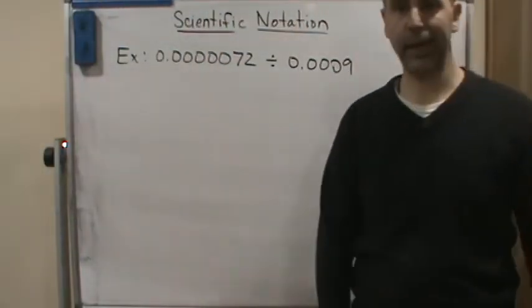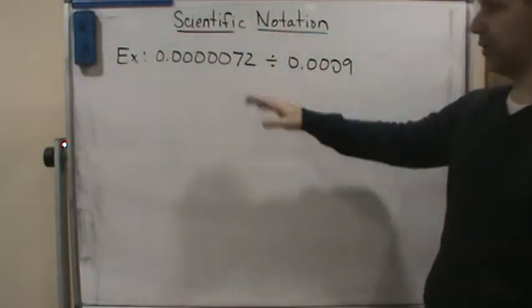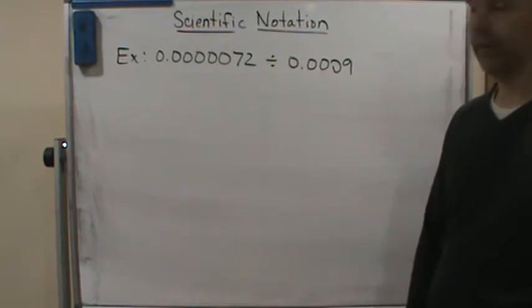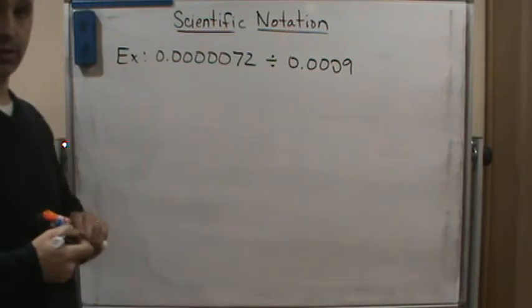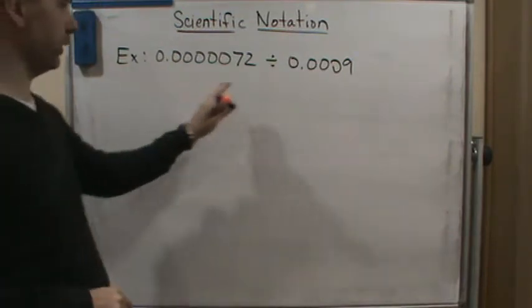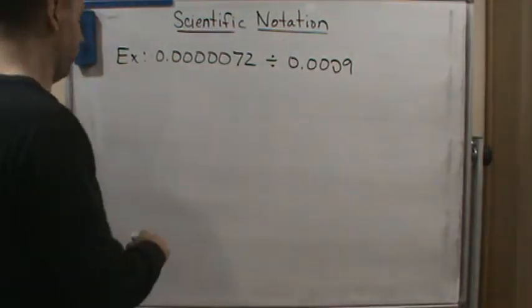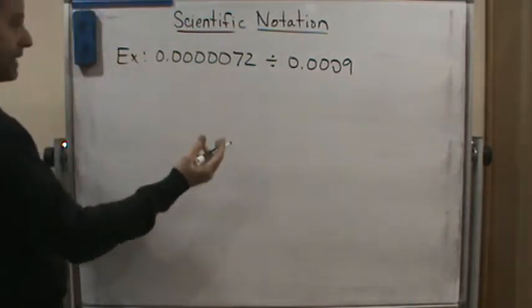Okay, so welcome back, and let's do another one. Let's say you've got something like this, right? And we want to use scientific notation to divide these two numbers. So two really small numbers, okay? So let's do it. So let's write in scientific notation.